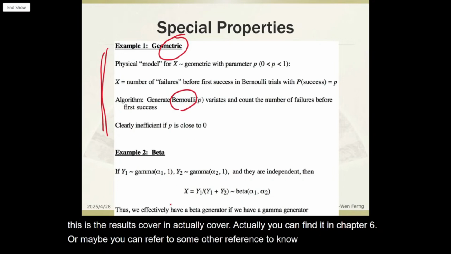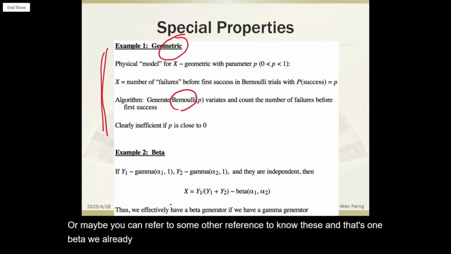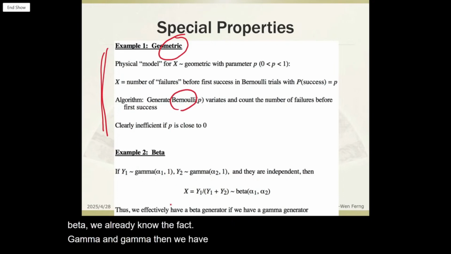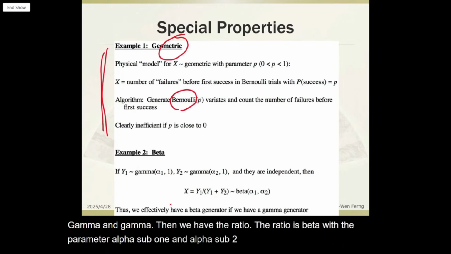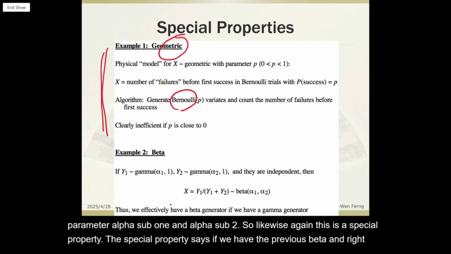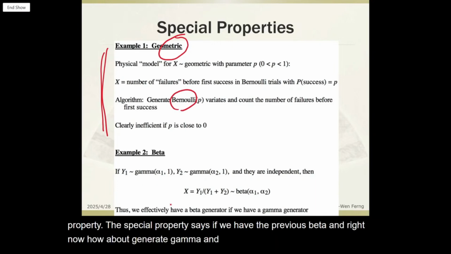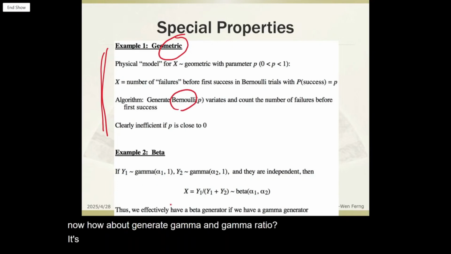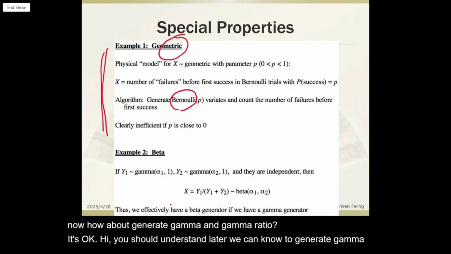And next one, beta. We already know the fact: gamma and gamma, then we have the ratio. The ratio is beta with the parameters alpha sub 1 and alpha sub 2. So likewise, again, this is a special property. The special property says if we have the previous beta, and right now, how about generating gamma and gamma using the ratio? It's okay, but you should understand, later we can know how to generate a gamma random variable.